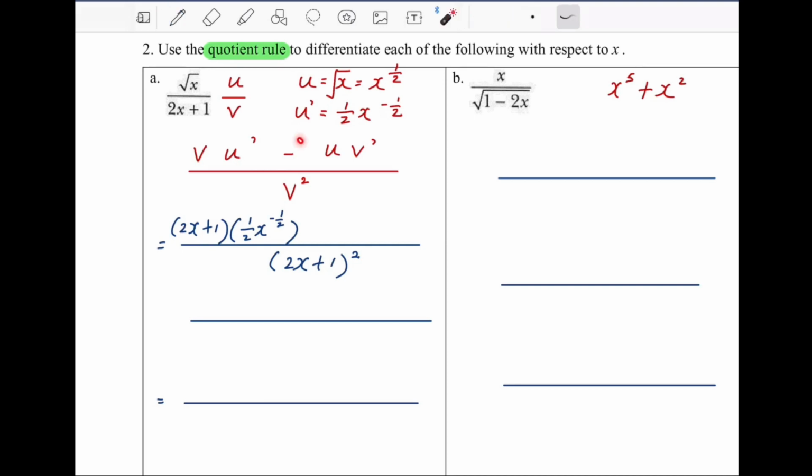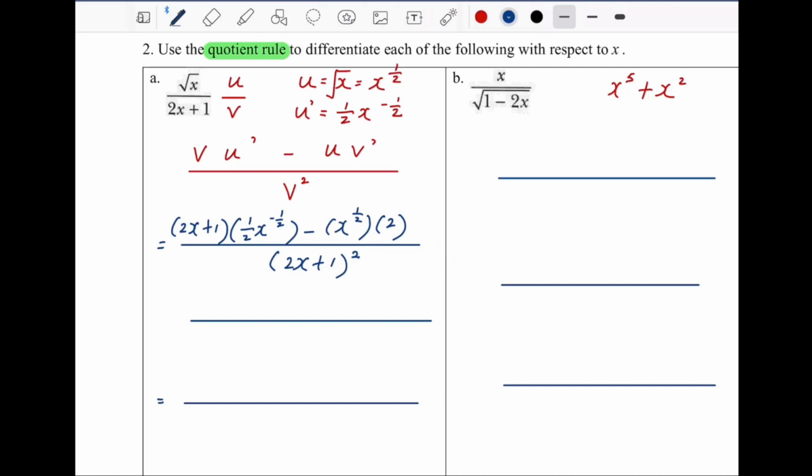What else? Subtraction, u. So for square root x, write x power 1 over 2, for easier factorization later on. v prime: this is your v, and when you differentiate it, the answer will be 2. So here's your first step. Your first step is always to assign everything into the right place.